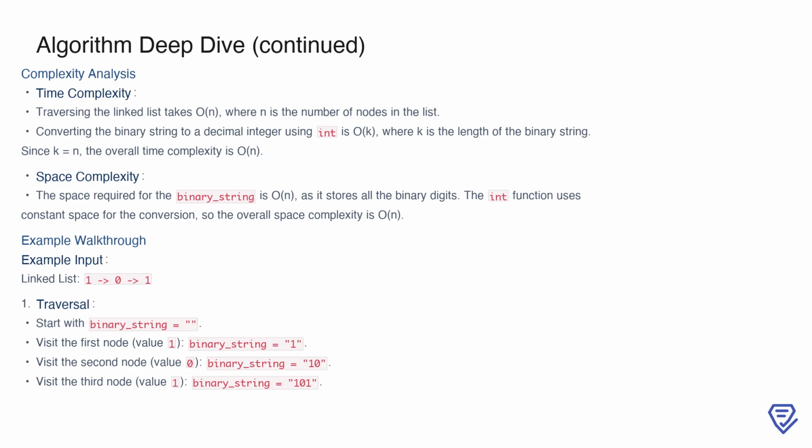Let's walk through an example. Consider a linked list with the binary digits 1, 0, and 1. We start with an empty binary_string. As we traverse, we append the value 1 from the first node, resulting in binary_string equals 1. Then, we append 0 from the second node, making it binary_string equals 10. Finally, we append 1 from the third node, giving binary_string equals 101.